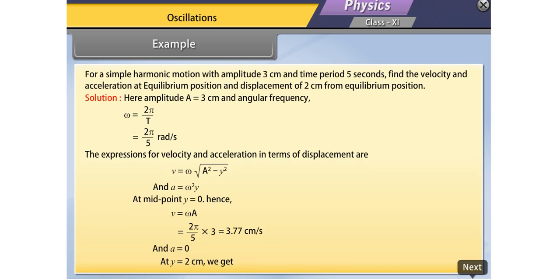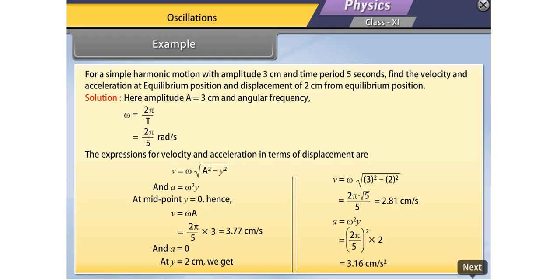At y is equal to 2 centimeter, we get v is equal to 2 pi under root 5 upon 5, which is equal to 2.81 centimeter per second. a is equal to omega square y is equal to 2 pi upon 5 whole square into 2, which is equal to 3.16 centimeter per second square.